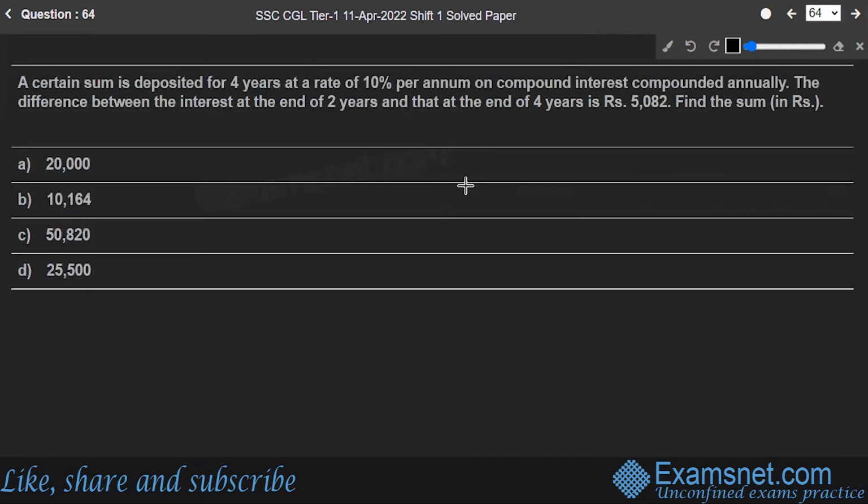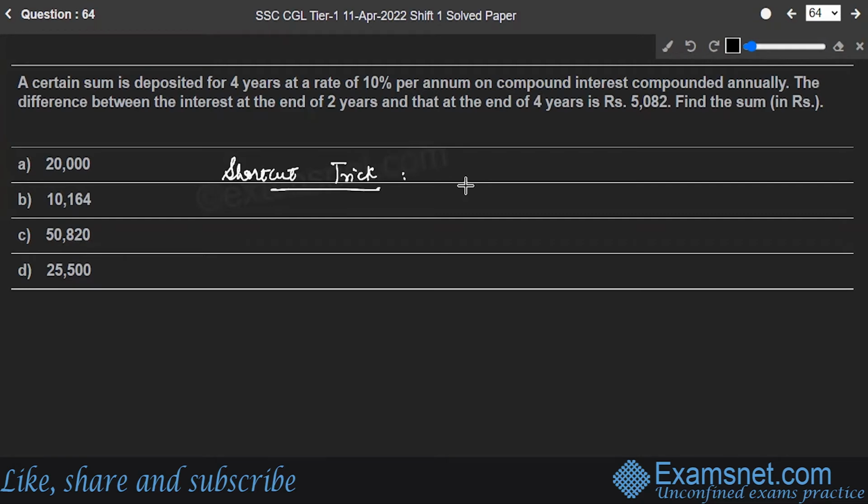A certain sum is deposited for 4 years at the rate of 10% per annum on compound interest compounded annually. The difference between the interest at the end of 2 years and 4 years is 5082. You have to find the initial principal, or you have to find the sum which was deposited. See, in this question, I'll be following a shortcut trick, because these types of tricks really help you to solve the problem in just seconds. So we'll be having a shortcut trick for this question, and what is that?